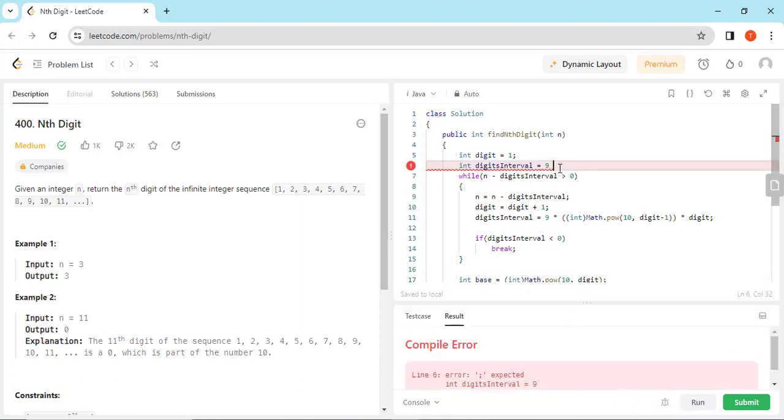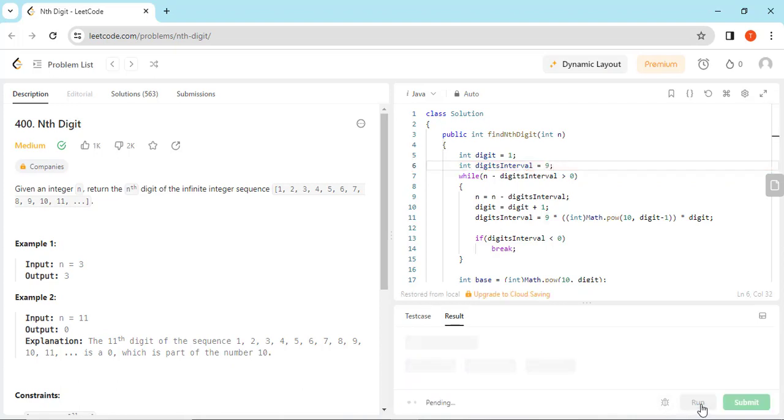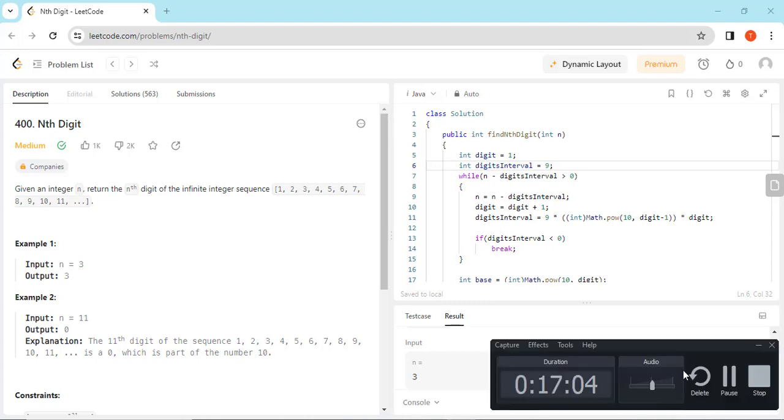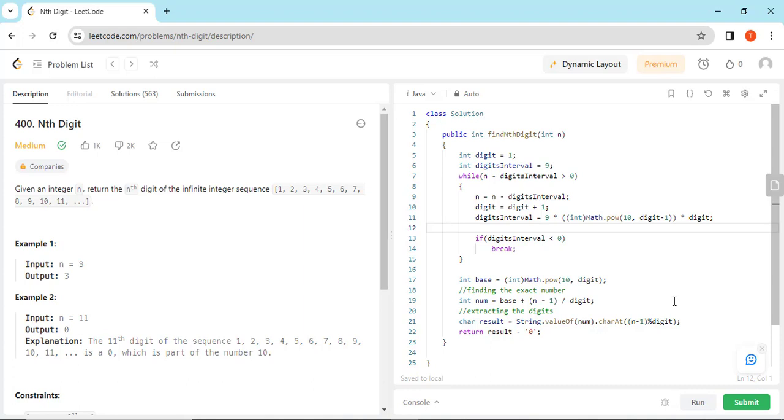Okay, I've missed the semicolon here. So it's showing an error. Let's run once again. There is one mistake here. The value of n is equal to 3. Okay, we'll check what mistake we have made. Okay, for digit also we have to subtract by 1. To find the base value, digit minus 1. It is not the exact digit, it is digit minus 1.